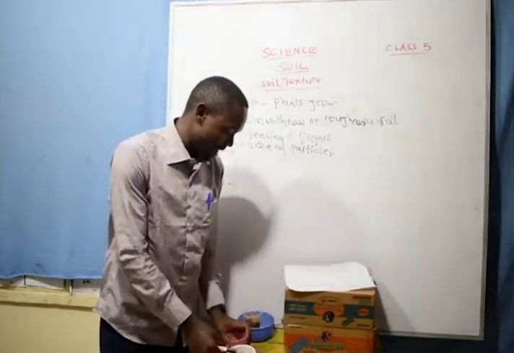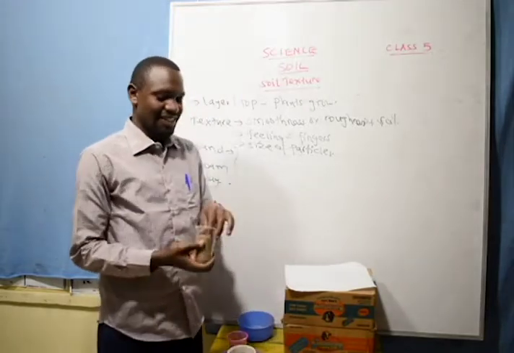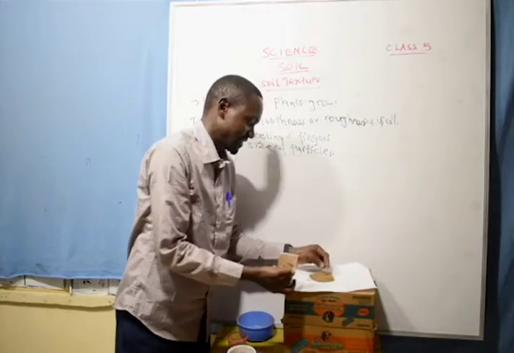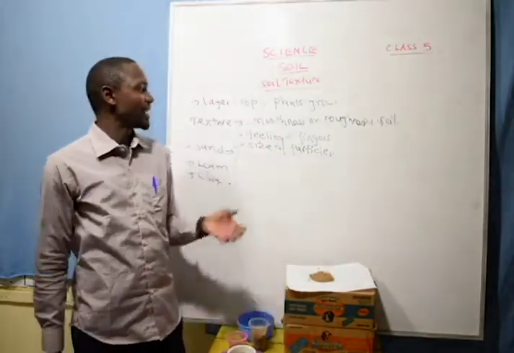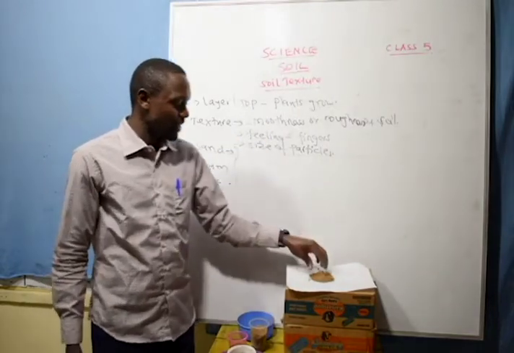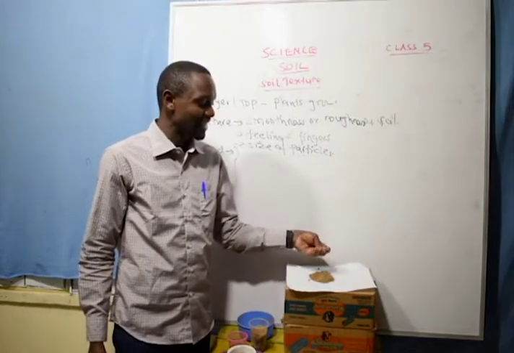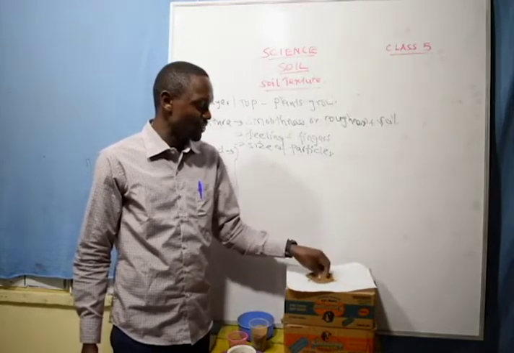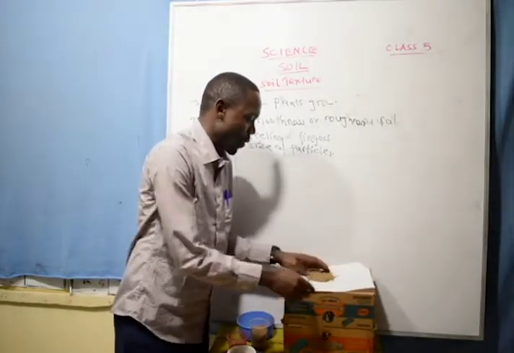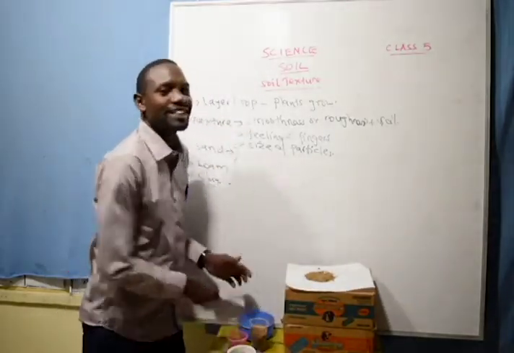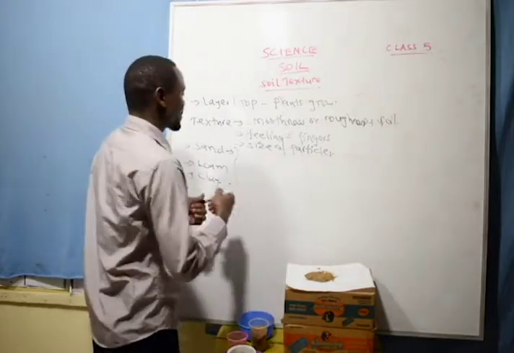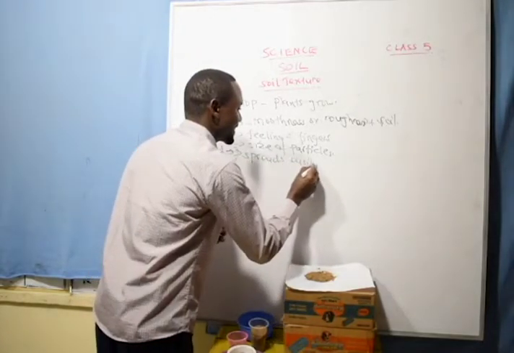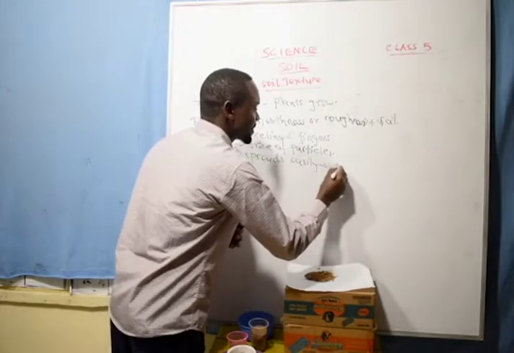For example, I will start with this type of soil. This type of soil is sand soil. How is the texture of sand soil? You feel it using your fingers, and after feeling it, you'll know whether it is rough or smooth. And you can see, once I pour sand soil here, it spreads easily. Why? It spreads easily because it has large particles.